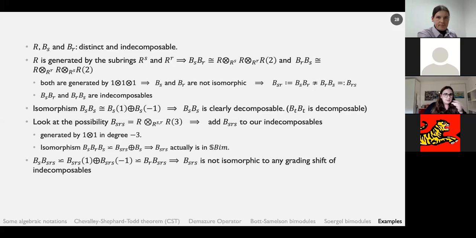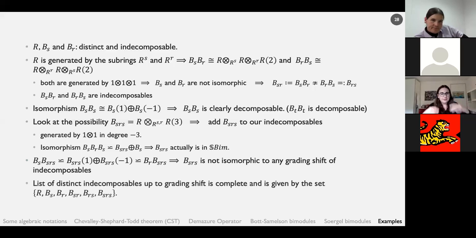Since this isomorphism holds true, we can say that BSRS is isomorphic to BSRS, which implies that BSRS is not isomorphic to any grading shift of the indecomposables that we've already found. So if we now try to multiply the bimodules with each other, we find that we cannot produce any other indecomposables. Hence the list of distinct indecomposables up to grading shift is complete and is given by the set here: R, BS, BR, BSR, BRS, and BSRS.